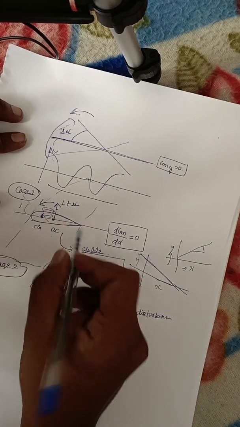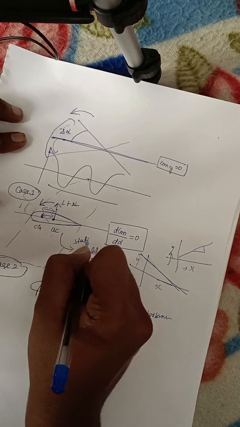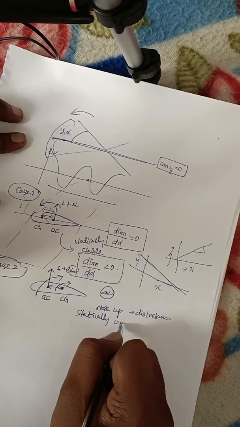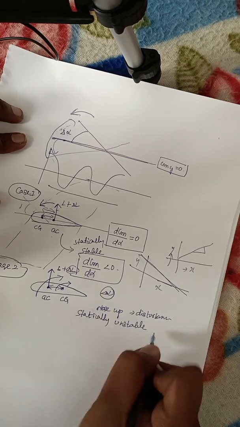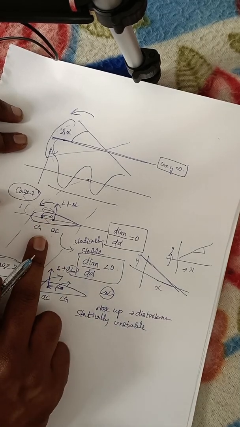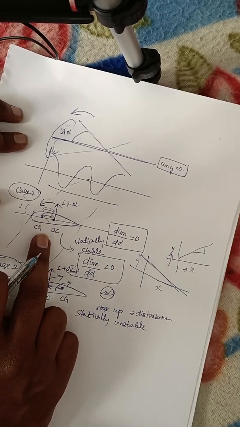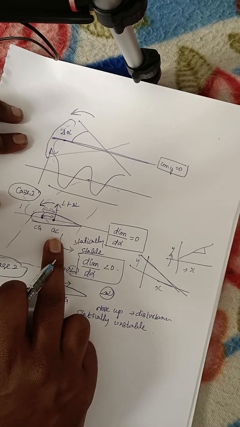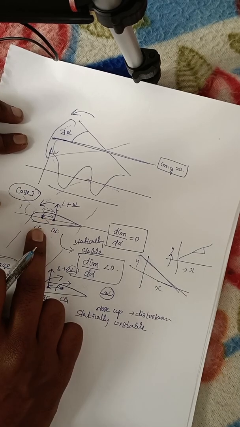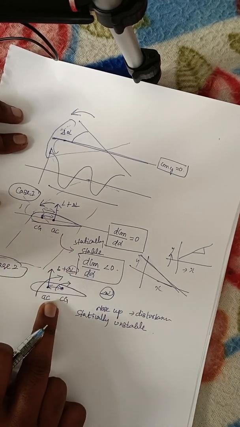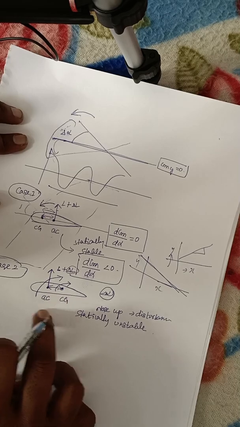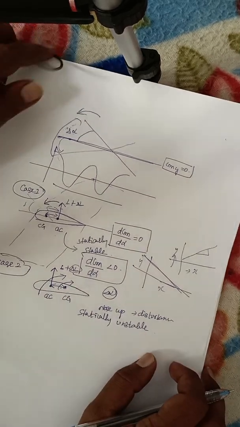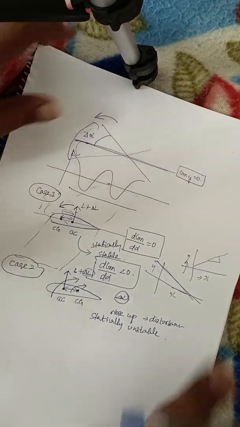This is statically stable. This is statically unstable. That's it. For any lifting surface, if the CG point is forward of my AC point, then that is statically stable. For any lifting surface, if the CG point is behind my AC point, that is statically unstable. This is what I am trying to say.